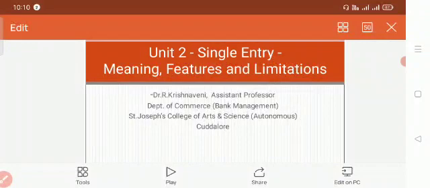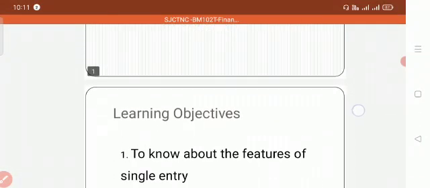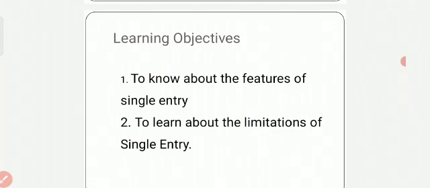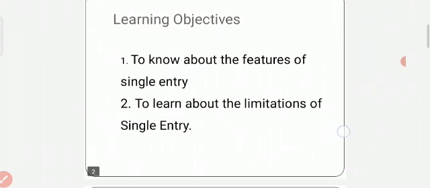Here we are going to discuss the meaning, features and limitations of single entry. The learning objectives are to know about the features of single entry and to learn about the limitations of single entry.